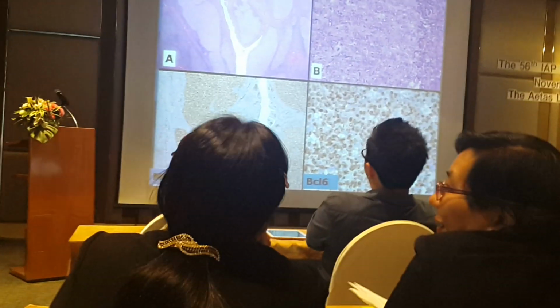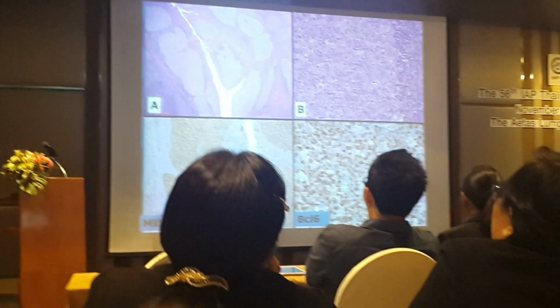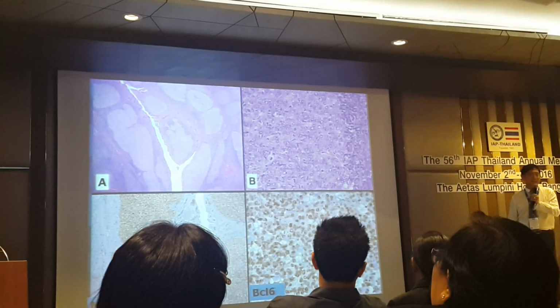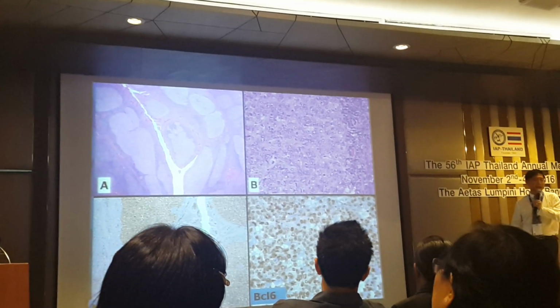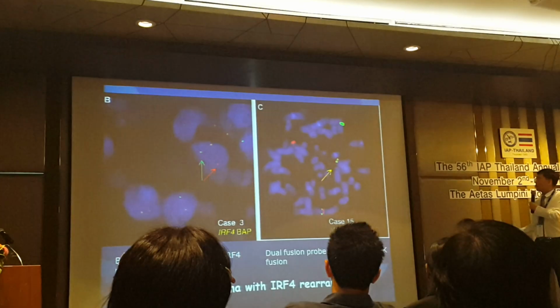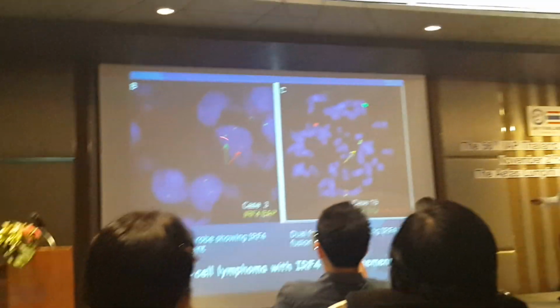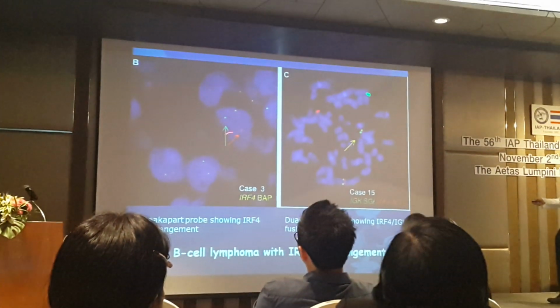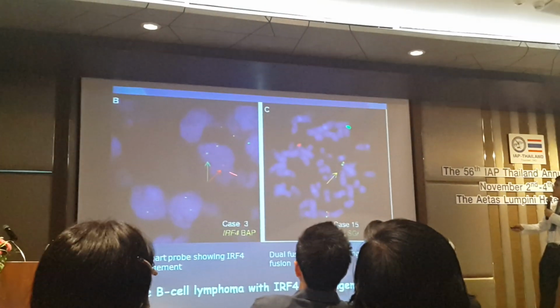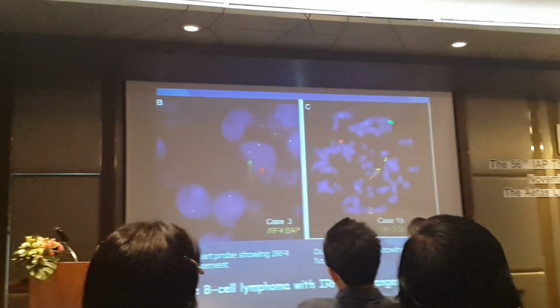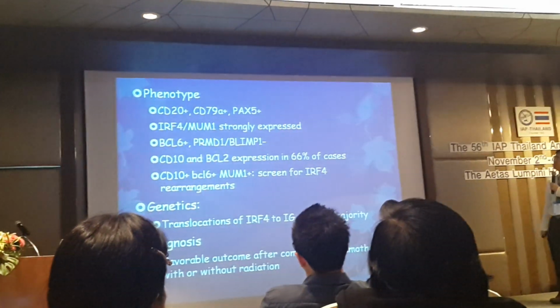In terms of the immunophenotype, they are quite similar to follicular lymphoma because about 2/3 of them will express BCL6, 2/3 of them express BCL10, CD10 as well as BCL2. So it can really mimic follicular lymphoma. And of course, the characteristic feature of this disease is the rearrangement. Here's using a dual fusion probe. Here's using a break apart probe, showing you the rearrangements of MUM1 or IRF4.